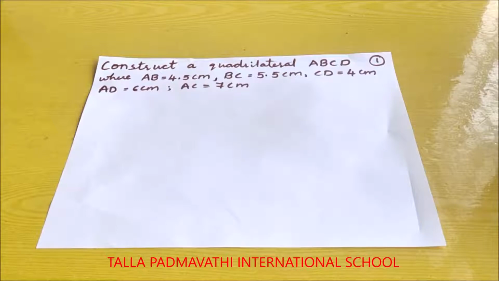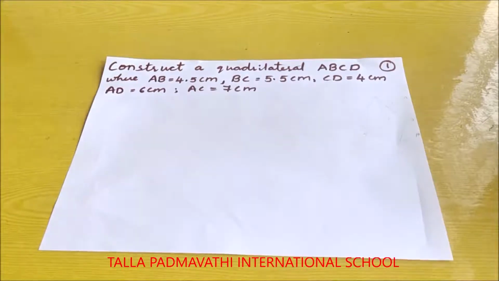So now we need to construct a quadrilateral ABCD where AB equals 4.5 centimeters, BC equals 5.5 centimeters, CD equals 4 centimeters, AD equals 6 centimeters and AC equals 7 centimeters. The step 1 to draw a quadrilateral is, first you need to draw a rough figure. So let us see that, children, now.